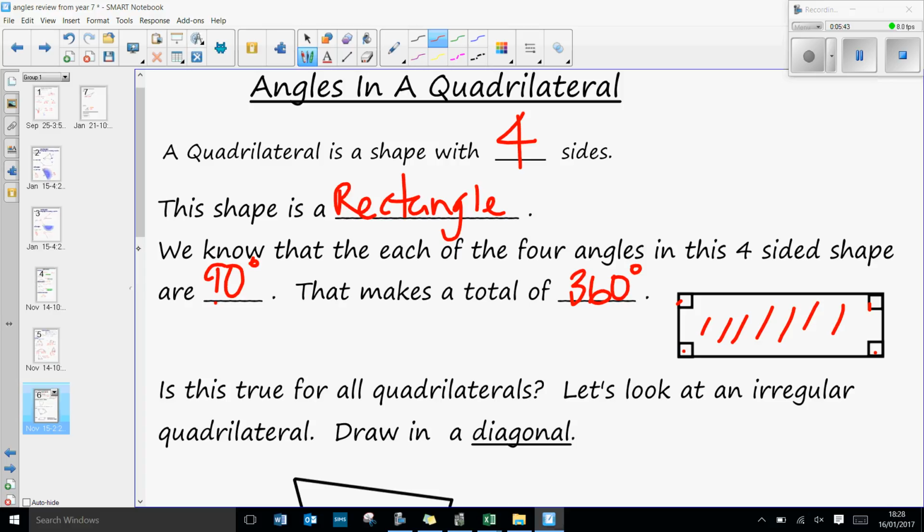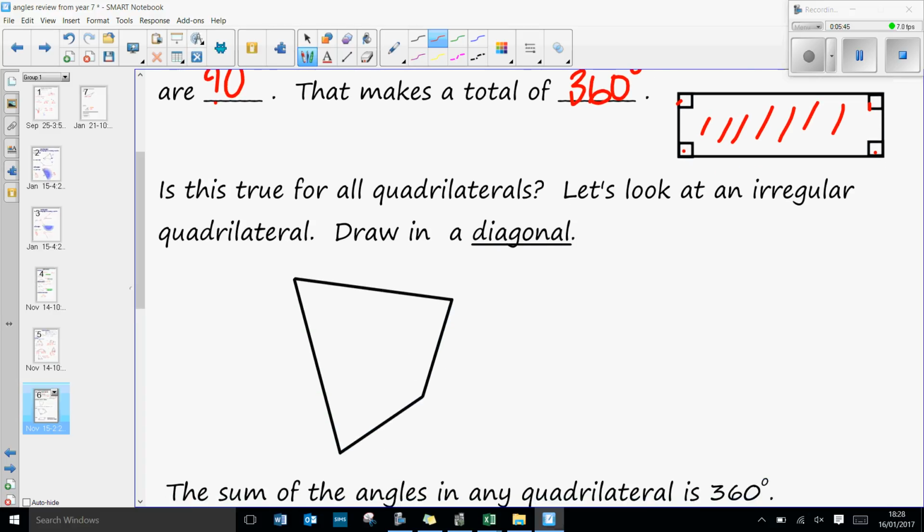But is this true for any quadrilateral? So what we've done here is we've drawn an irregular quadrilateral. So each of the sides are different.